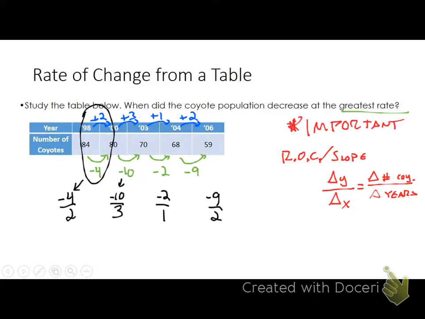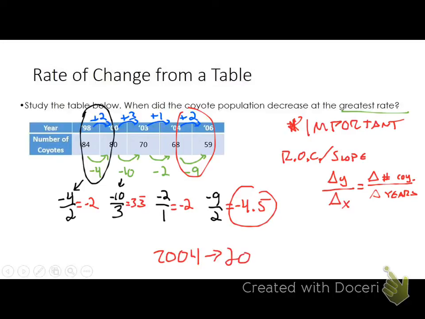So let's see. Let me simplify these to get our answers. This becomes negative 2. I can go decimal with it, I guess. And then that's negative 2, and that's negative 4.5. Okay, and now what we see is it looks like here from 2004 to 2006, this is when it's decreasing at the greatest rate.